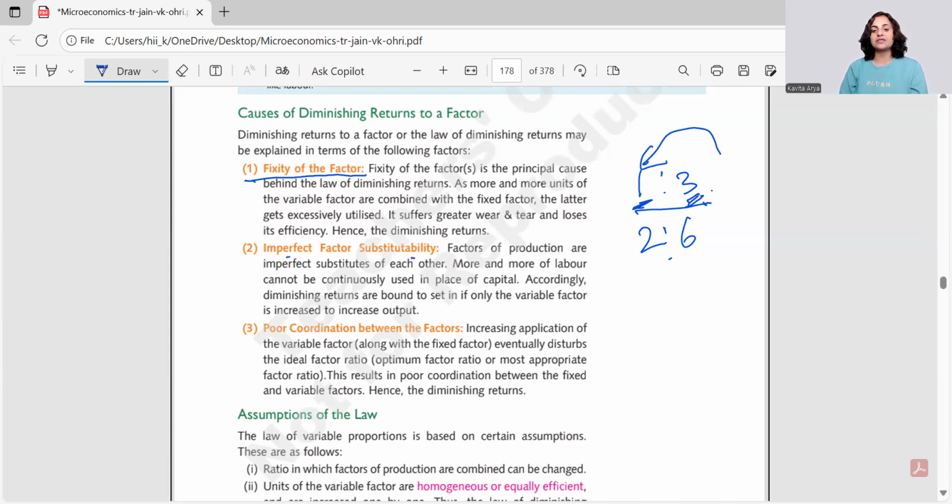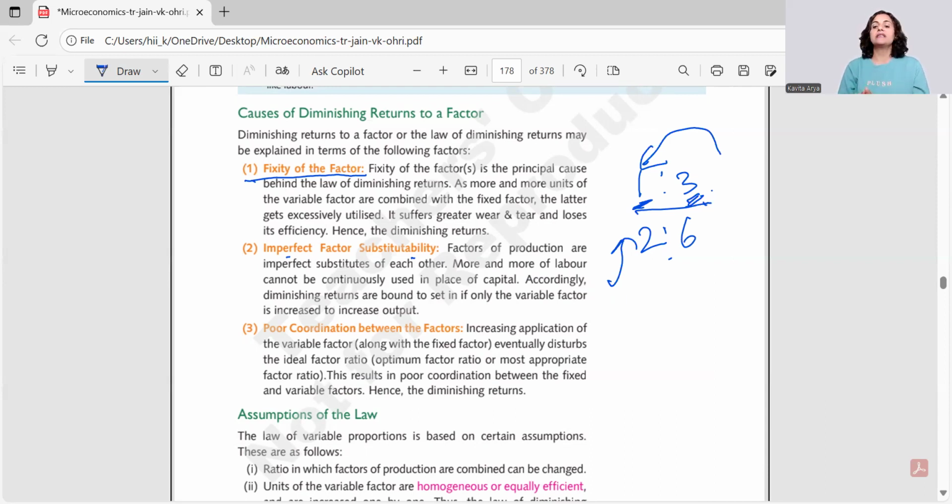Imperfect factor substitutability. More or less, this is again a similar explanation, that we cannot substitute fixed with variable or variable with fixed. When we need to increase the output, we need to have it properly done. Wherever fixed factors are required to be increased, we need fixed factors, and where the other factors are required, we have to increase the variable factors.